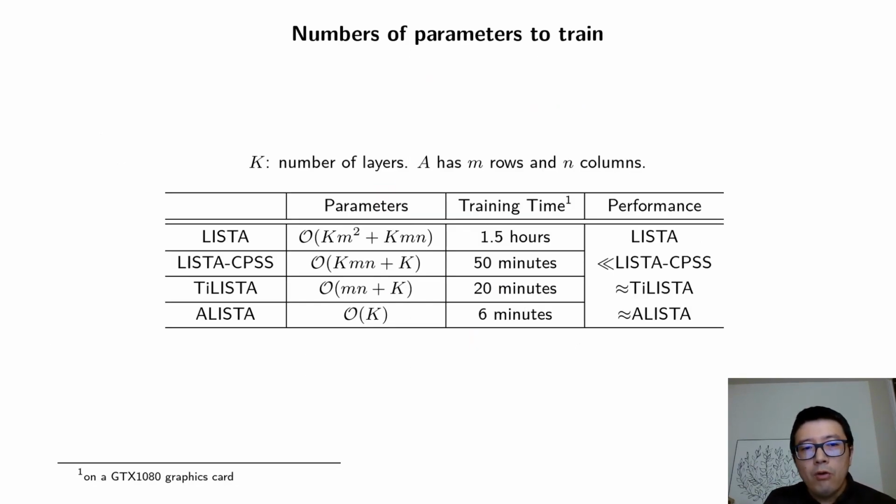Over this set of works, we have gradually reduced the number of parameters, which corresponds to a reduction in training time from hours to just minutes. Performance-wise, LISTA is similar to LISTA-CPSS, which was beaten by Pi-LISTA and A-LISTA.